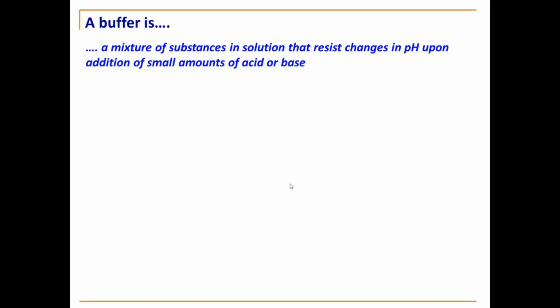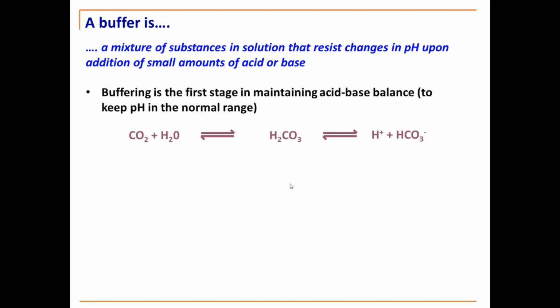A buffer is a mixture of substances in solution that resist changes in pH when you add small amounts of an acid or a base. And buffering is the first stage in maintaining normal acid-base balance to help keep that pH in range. So remember, bicarbonate is buffering hydrogen ions if you're in an acidotic state, and the bicarbonate goes down because it's buffering these. So it's getting lower. If there aren't enough hydrogen ions, then the bicarbonate starts to go up, if you're thinking about metabolic disorders.